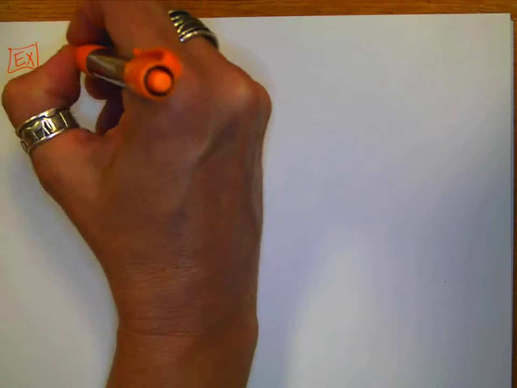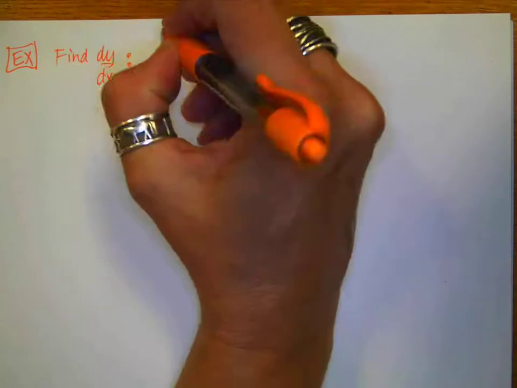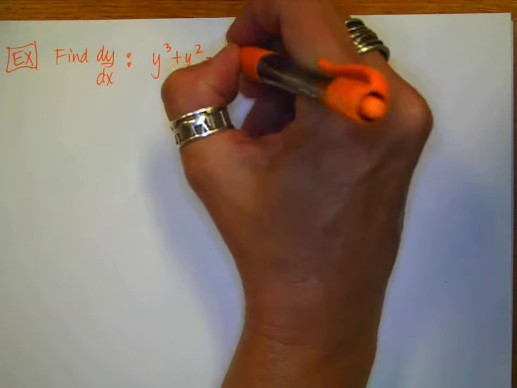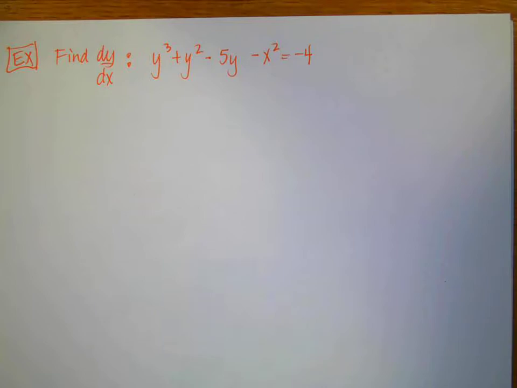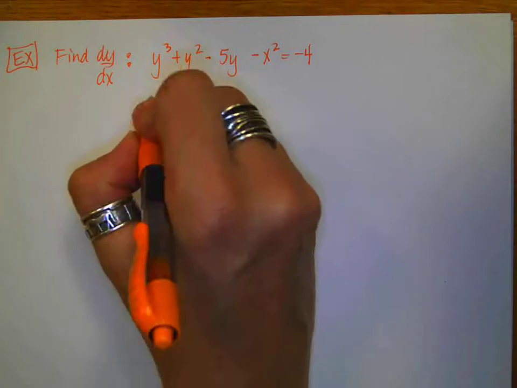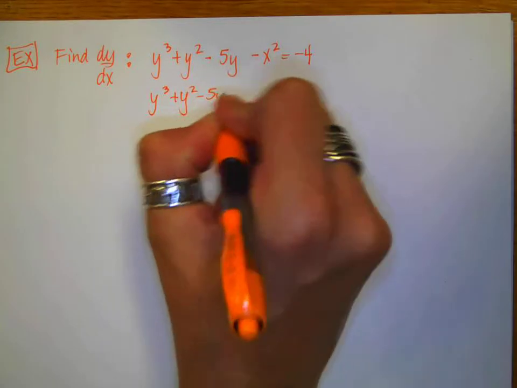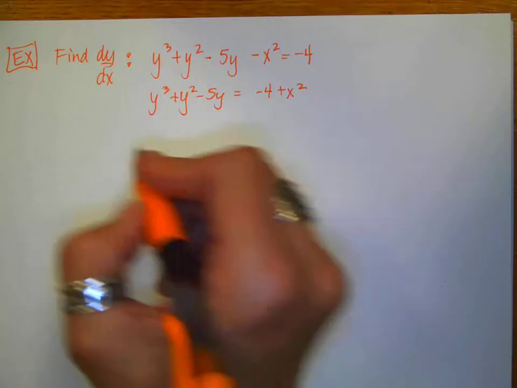All right, so I want to find dy/dx, and I'm given the equation y cubed plus y squared minus 5y minus x squared is negative 4. Now, I could, if I wanted, move the x's to the other side in the beginning, and on this one, that's not so difficult. So I might do that to start. So I would have y cubed plus y squared minus 5y is negative 4 plus x squared.